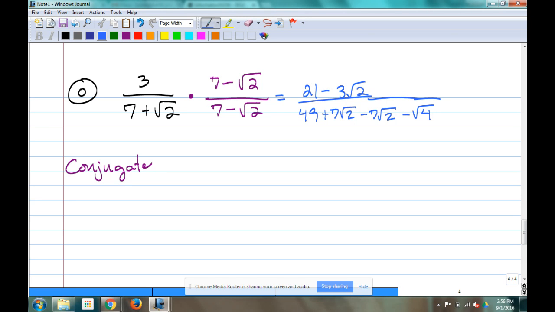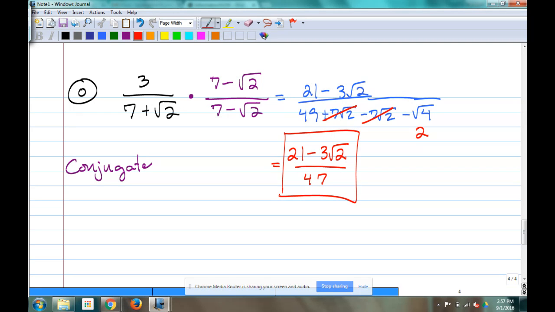These radicals cancel out in the middle. That should happen every single time. If you're using the conjugate, that happens. They cancel each other out. What do we know the square root of 4 is? 2. So we just have 49 minus 2 on the bottom, which is 47. The top is 21 minus 3 radical 2. And we've simplified that. You look to simplify it if you can, but there's nothing that works there because 47 is prime. Okay, so that's a conjugate. A conjugate just changes the sign in the middle, and then you multiply top and bottom by that. That's going to be your work there.